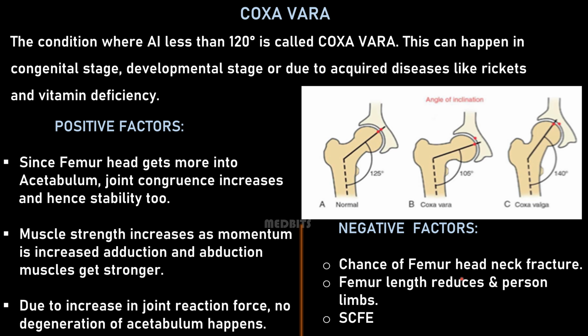Now, chance of femur head neck fracture. It can happen due to high body mass. People who have high body mass, obesity, face this. And femur length reduces and the person limps. And SCFE, slipped capital femoral epiphysis, which we'll be seeing in the coming slides.